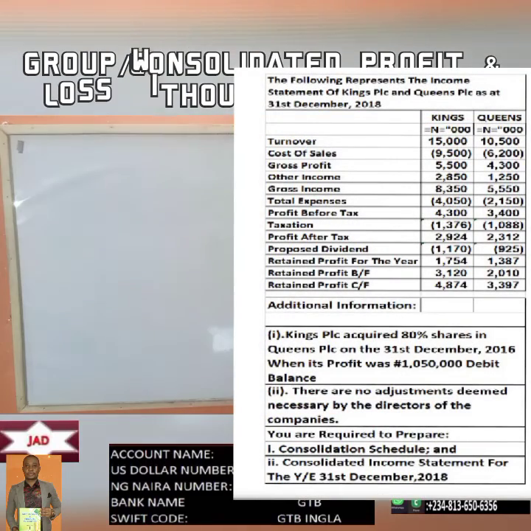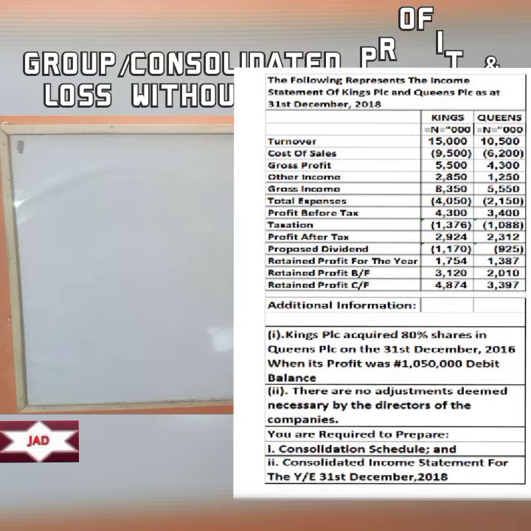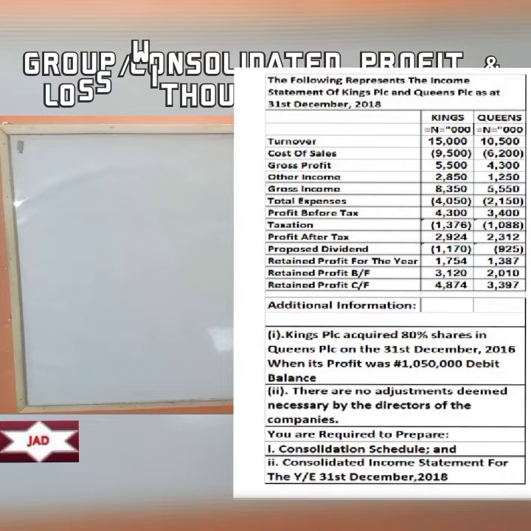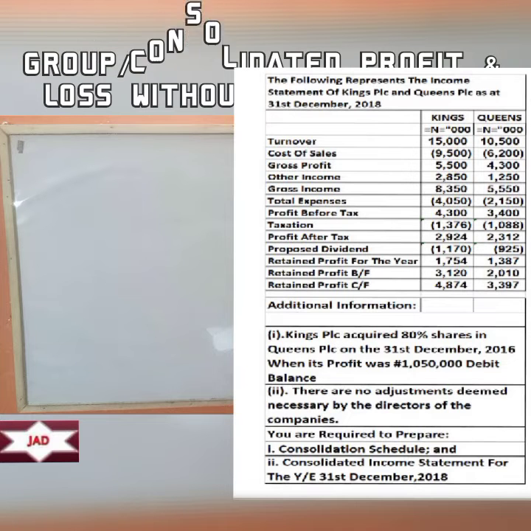So we have the following, which represents the income statement of Kings PLC and Queens PLC as at 2018. We have the turnover, cost of sales, gross profit, other income, gross income, total expenses, profit before tax, taxation, and then we have proposed dividend there. Then retained profit for the year, retained profit brought forward, retained profit carried forward.